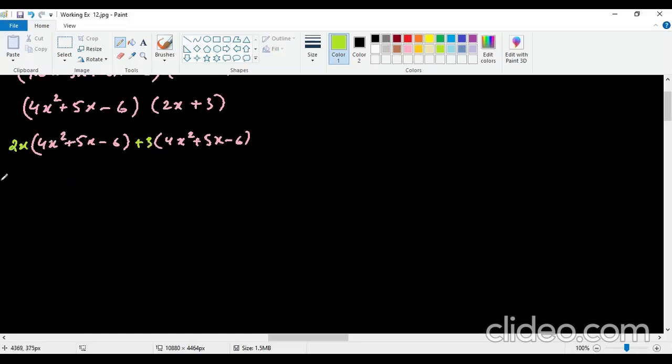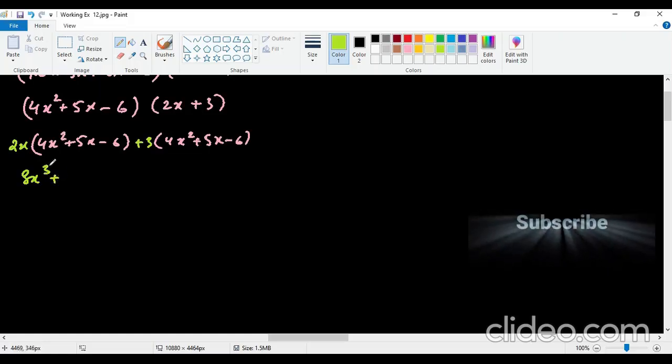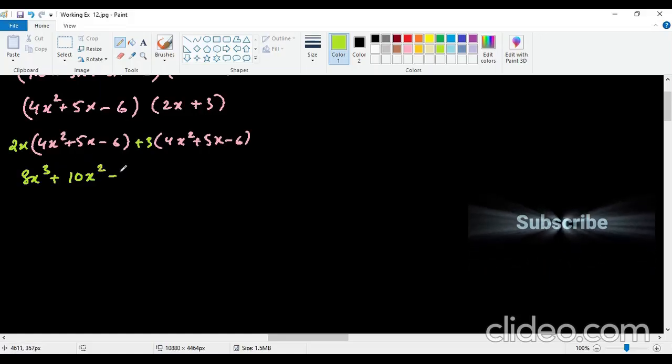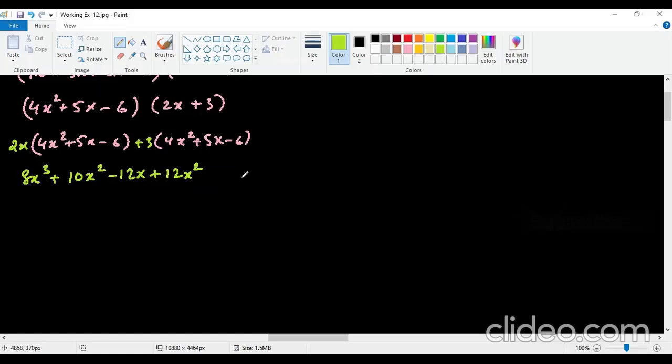So first one is going to give me 2 times 4 is a 8x cube plus 2 times 5 is a 10x square and minus 6 times 2 is a 12x. Second one is going to give me 3 times 4 is a 12x square, and it's going to give me 3 times 5 is a 15x, and plus minus is a minus, 3 times 6 is an 18.